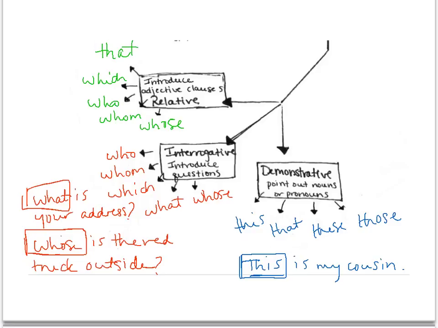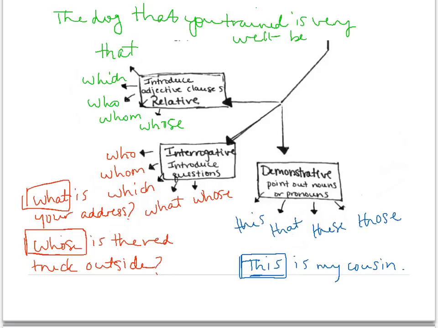So the way relative pronouns work is that they're going to introduce an adjective clause within a sentence. So here's an example. The dog that you trained is very well behaved.